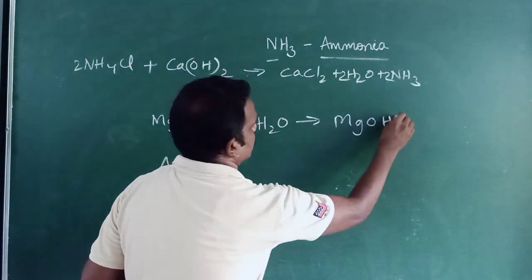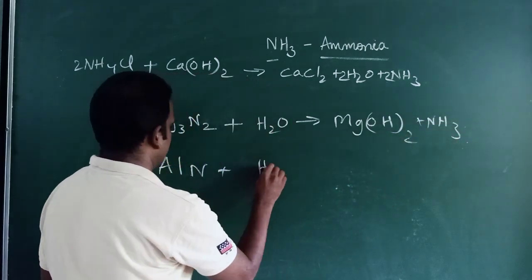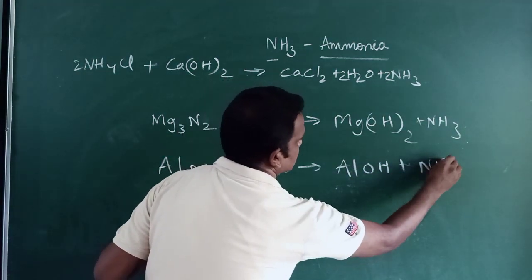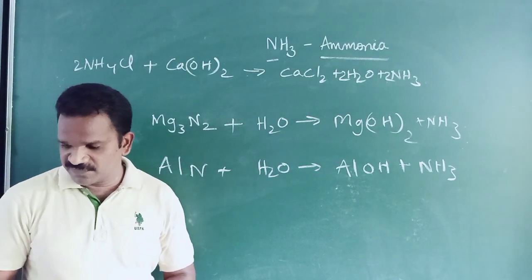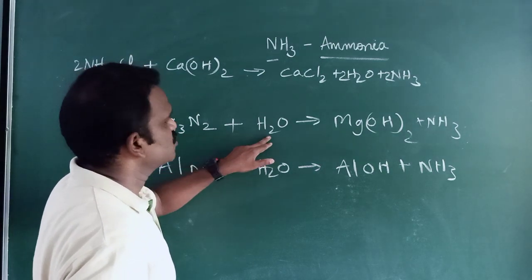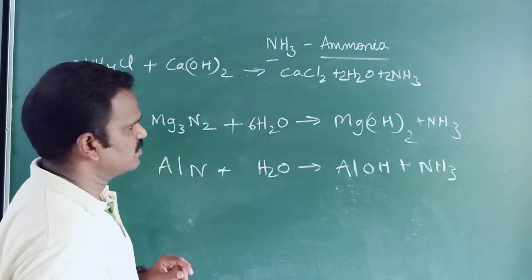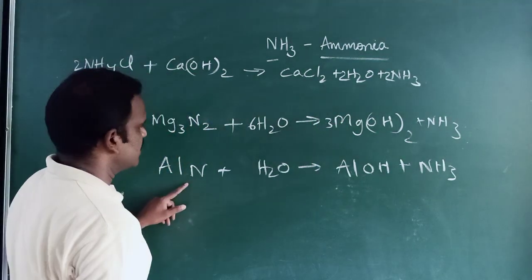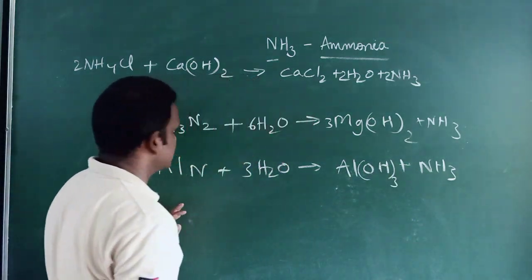Mg(OH)2 plus NH3, and Al(OH)3 plus ammonia. So these are the two methods of preparation of ammonia. See, once again, metallic nitride Mg3N2 plus H2O gives rise to Mg(OH)2 plus NH3. Here we will write 6H2O. If you see the balancing of the equation, 3Mg. Here 2AlN plus 3H2O gives Al(OH)3 plus NH3.